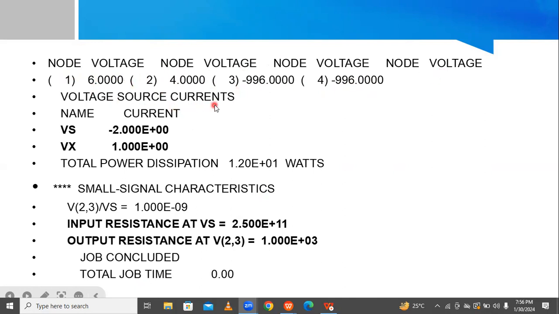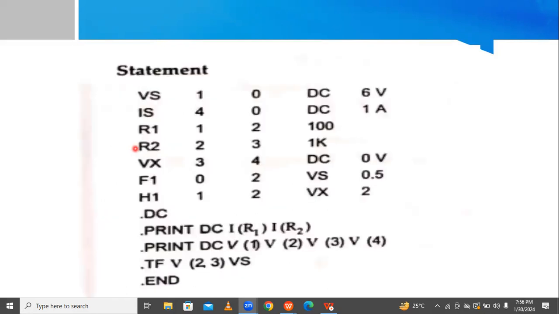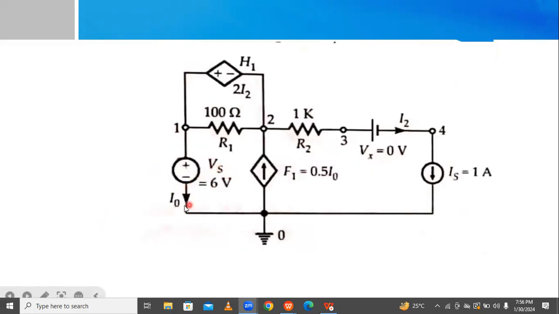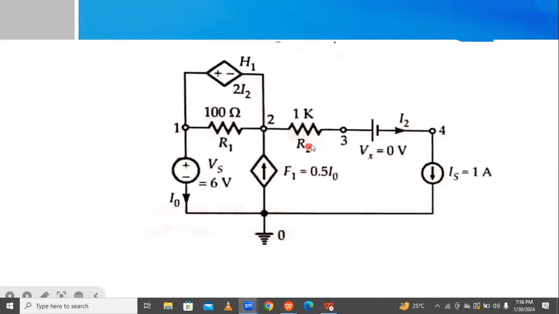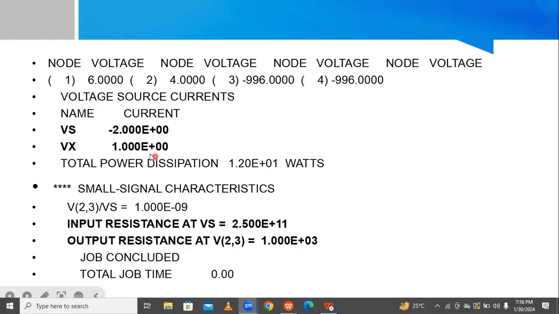And then next, the voltage source currents. So the voltage across Vs, the current flowing through Vs and the current flowing through Vx. The current flowing through Vs is called I0, which is minus 2 amps. And then the current flowing through Vx is called I2, which is equal to 1 amp.